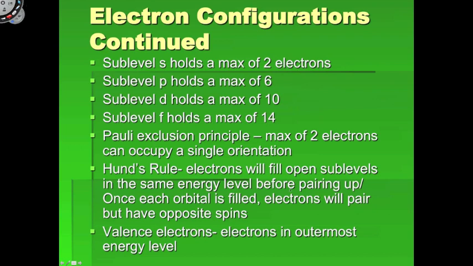Hund's rule says electrons will fill open orbitals in the same energy level before pairing up. Once each orbital is filled, electrons will pair but have opposite spins. So let's think of a p sublevel.